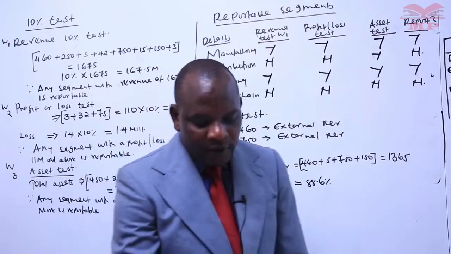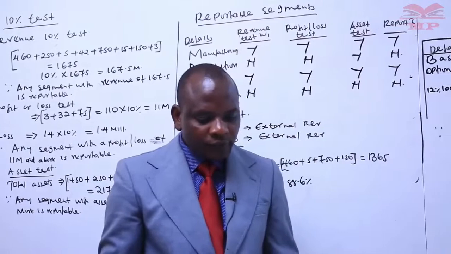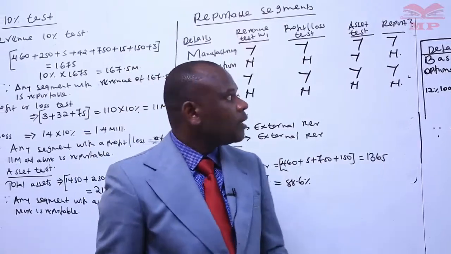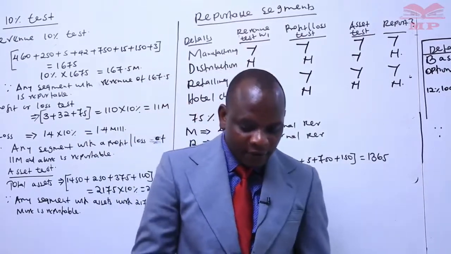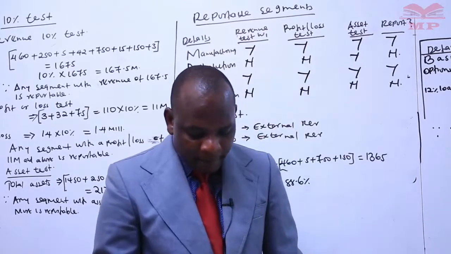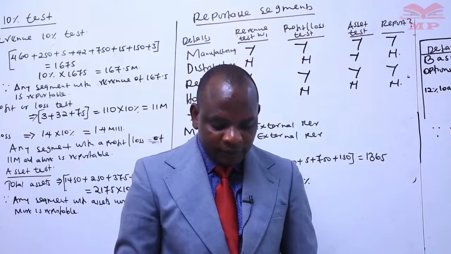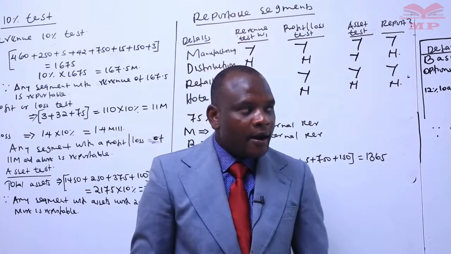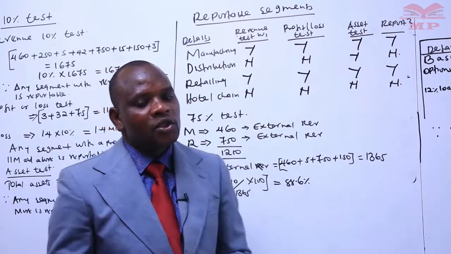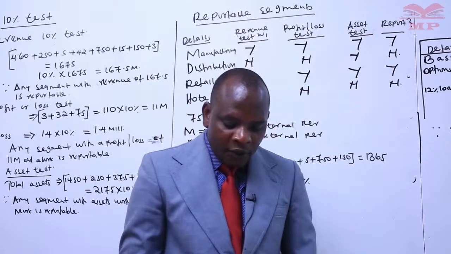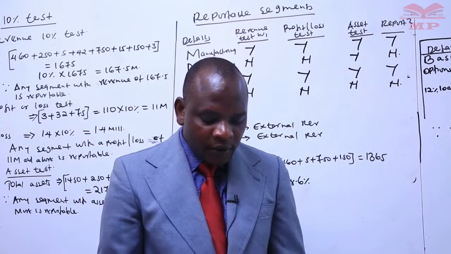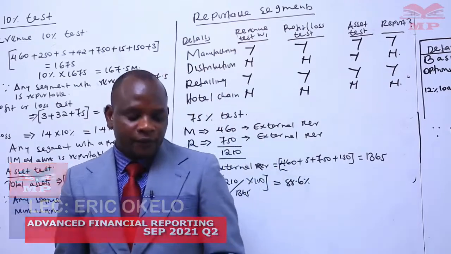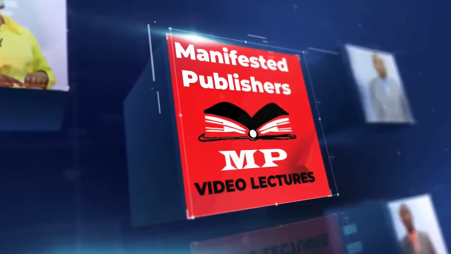That is the end of number 2. That was testing your knowledge on IFRS 8 and IAS 33 earnings per share. Thank you for listening. I welcome you to the next session where we're going to look at question 3, September 2021, which was requiring you to elaborate more on IAS 12. Thank you.